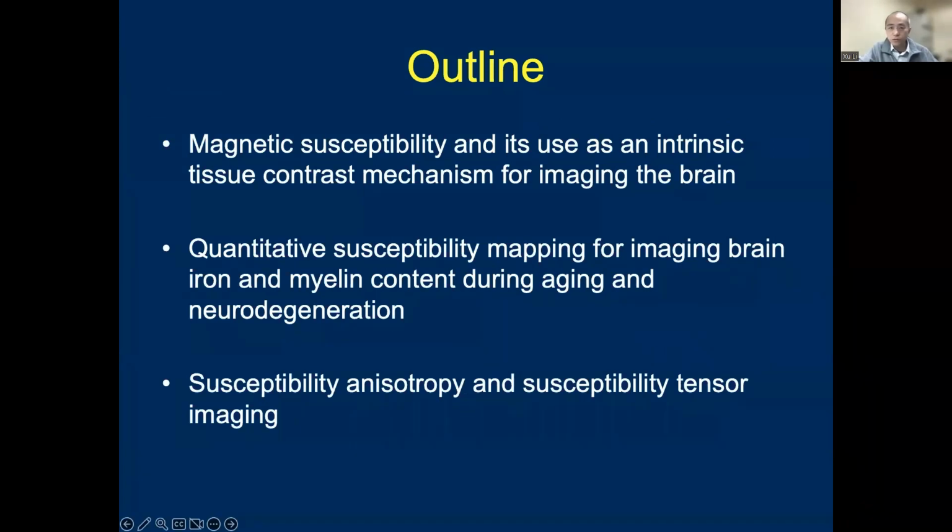So in my presentation today, I will give some basic introduction about magnetic susceptibility and how we can use it as an intrinsic tissue contrast for imaging the brain. And then I will talk a bit about quantitative susceptibility mapping and how we can use it to image brain iron and myelin content during aging and neurodegeneration. And at the end, I will talk a little bit about susceptibility anisotropy and susceptibility tensor imaging.